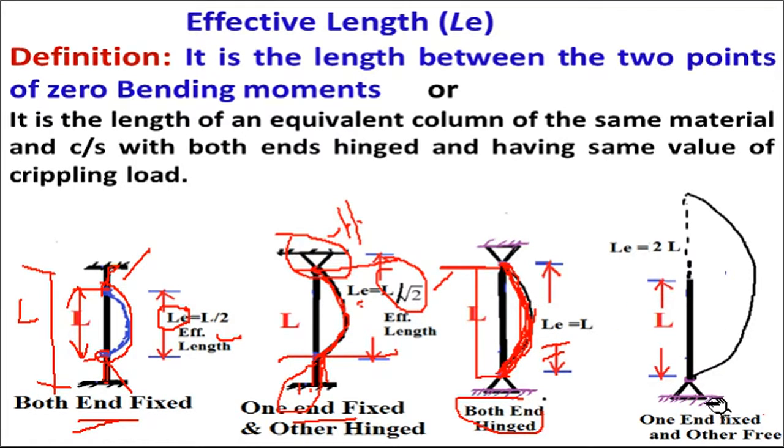Now the fourth case, when one end of the column is fixed and the other end is free. Actually it should be, sorry, one end is hinged and the other is free. It is not fixed. It must be hinged. Okay.